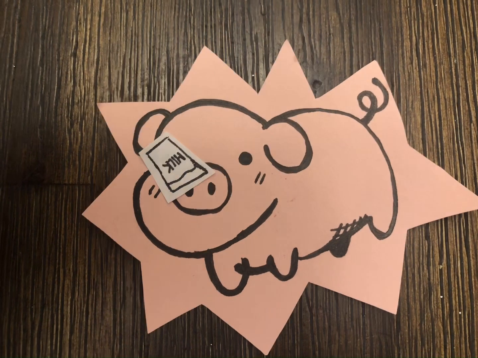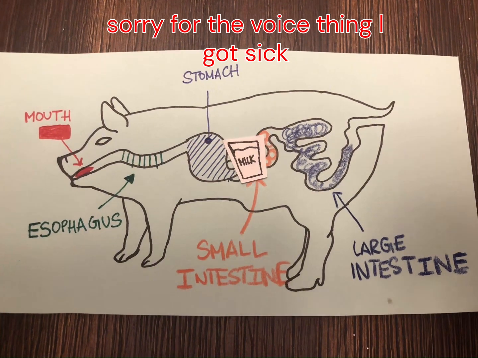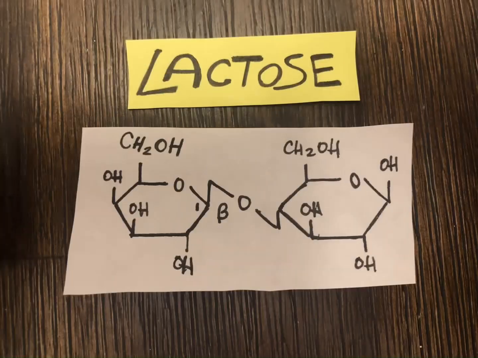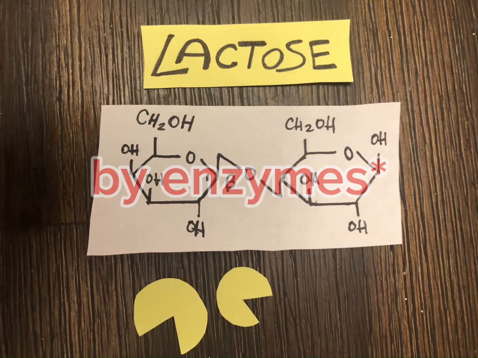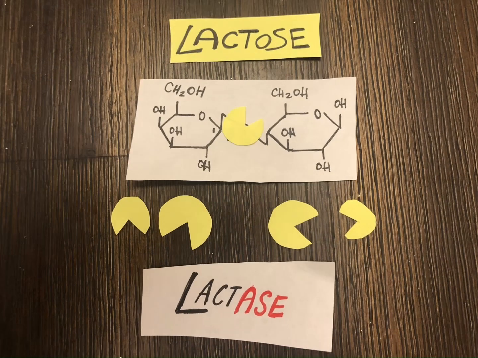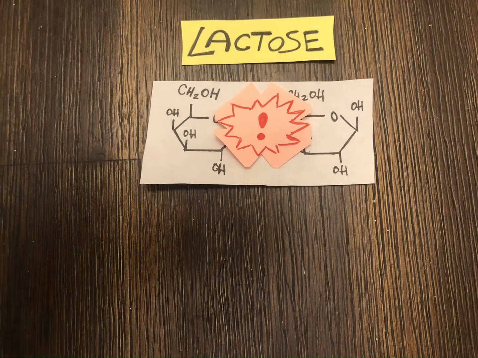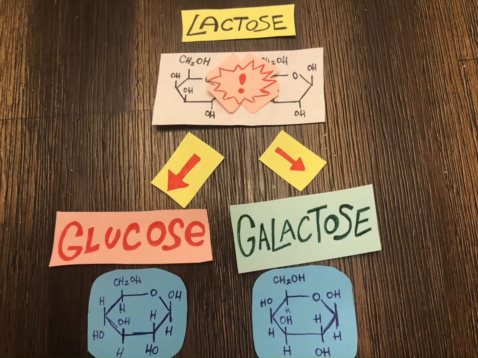When Mr. Piggy drinks the milk, it travels into his mouth, through the esophagus, into the stomach, and finally reaches the small intestine, where lactose can finally be broken down by enzymes produced by the small intestine called lactase. Lactase, ase being at the end of a word that is usually an enzyme, breaks apart the bonds inside of lactose, creating two new sugars, glucose and galactose.